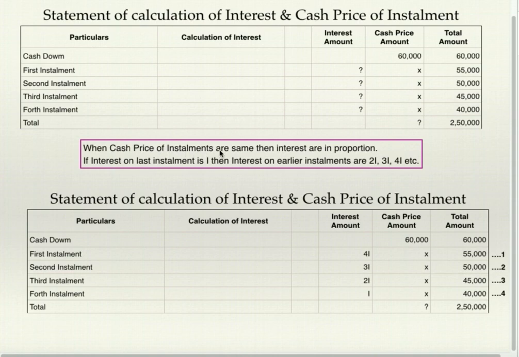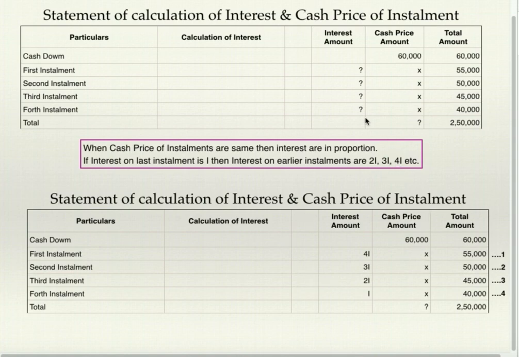When cash price of installments are same, then interest are in proportion. This is very, very important. Cash price of installment, when it is same, interest are in proportion. If interest on the last installment is I, then interest on earlier installments are 2I, 3I, 4I, etc.